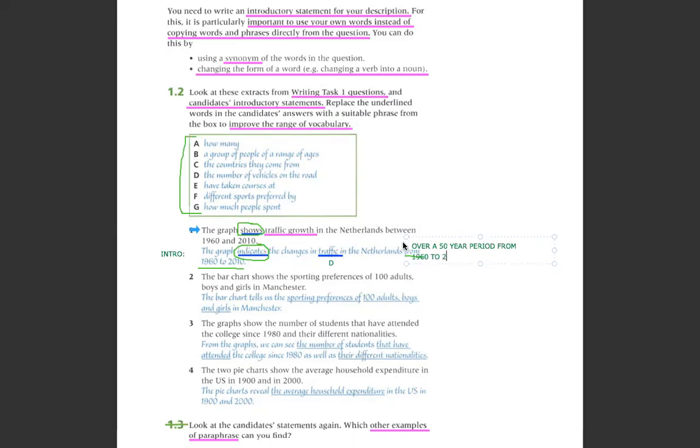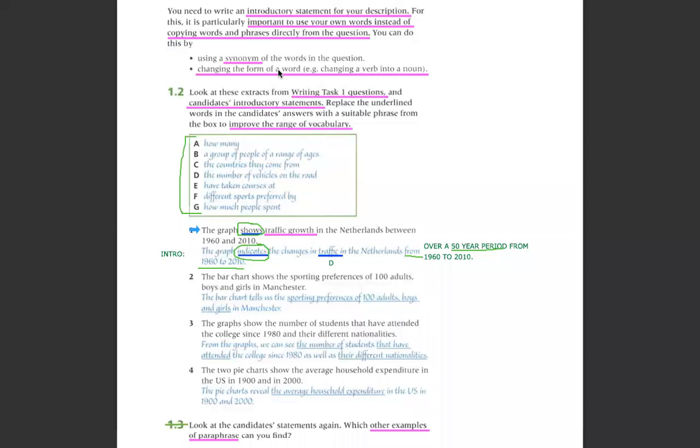So if you don't know this phrase, please write it down. You often have to write about years, so this is a good way to do it. Count the number of years in between, and then we would say that that's a period of time. Okay, so the graph indicates the number of vehicles on the road in the Netherlands over a 50-year period from 1960 to 2010. Okay, so now this sentence is a paraphrase of the words in the question. We've used our own words, so we would get a good score for lexical resource.